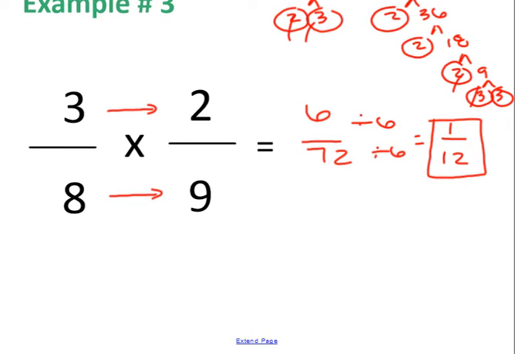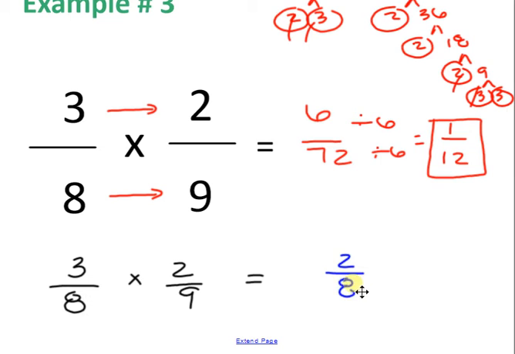Now let me show you if we cross-cancel within the problem. So 3 over 8 times 2 over 9. Okay. Now I look at my 3 over 8. Can that simplify any? No. I look at my 2 over 9. Can that simplify any? No. Now I go diagonal. I look at my 2 over 8. So I picture it this way, because the 2 is on top, the 8 is on the bottom.